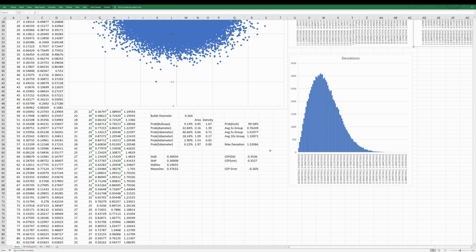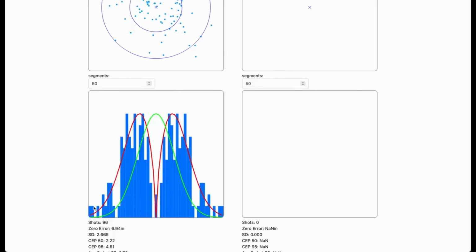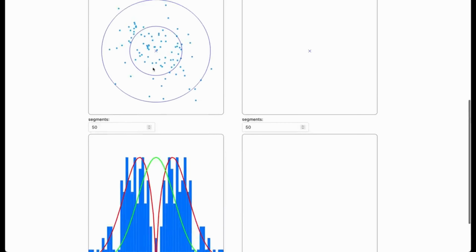a bunch of groups and he says, look how few of them landed at the center. The distribution that we predicted based on the previous software. And you can see the real life data matches our prediction. It is not normally distributed. The dead center is the least likely place for a bullet to go, and somewhere around this first circle here is the most likely place.